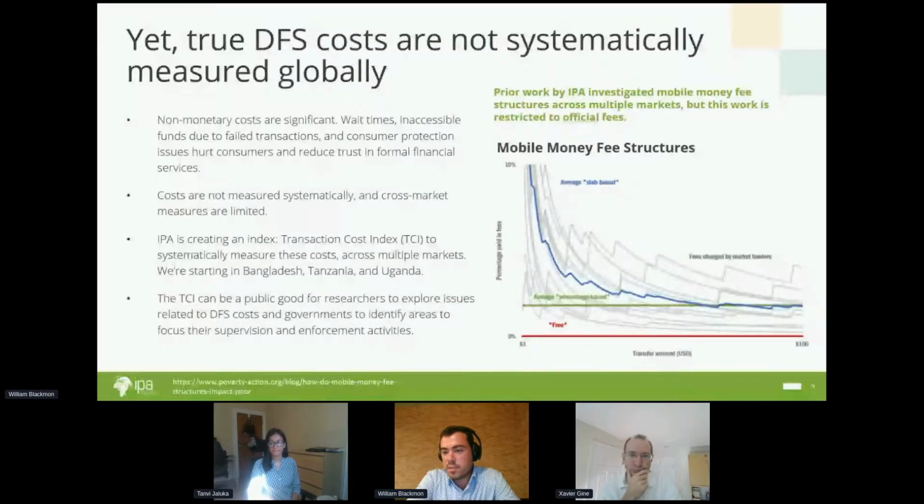Researchers should be able to use this data to explore issues, for example, around the drivers of digital financial service costs. Governments can take advantage of this to identify where their supervision and enforcement activities should be focused. And similarly, DFS providers themselves can use this data to identify areas where their agents may not be following internal rules and regulations.